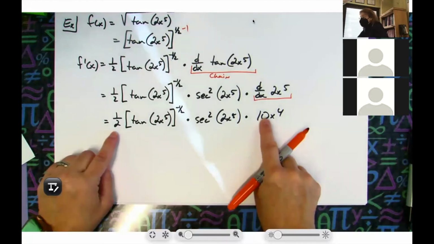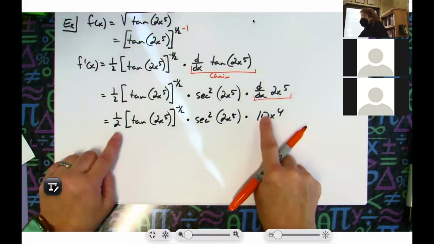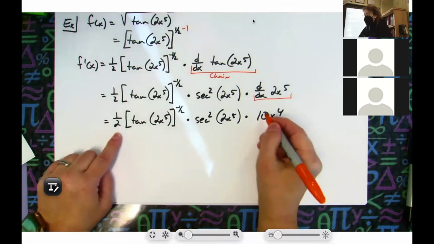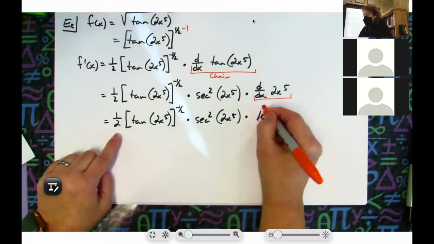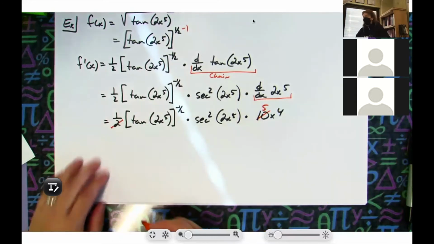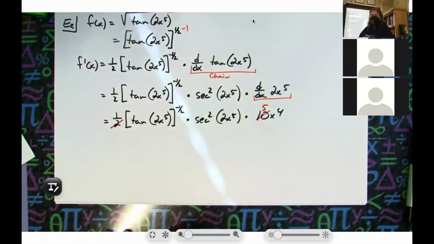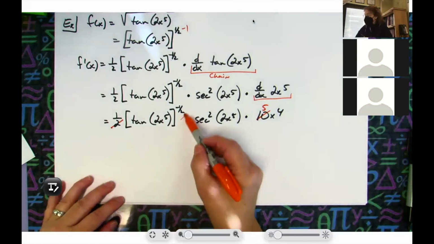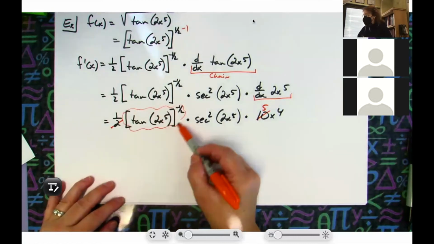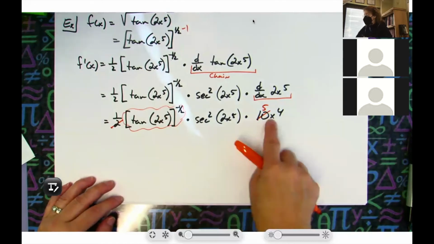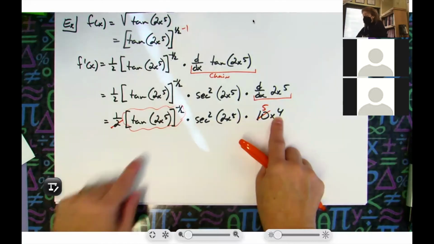I got a 10 here in the top. I've got a 2 here in the bottom. So that means I can, 2 goes into 10 5 times, 2 goes into 2 1 time. So that goes away. All right, then that means this right here has got a negative exponent. So that goes to the bottom. Everything else is in the top. This is the only thing that goes to the bottom.